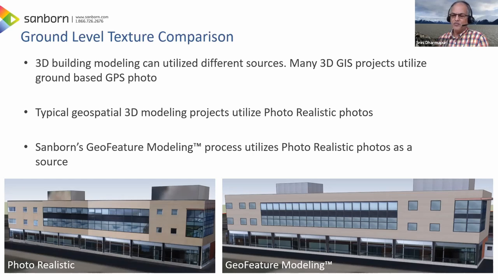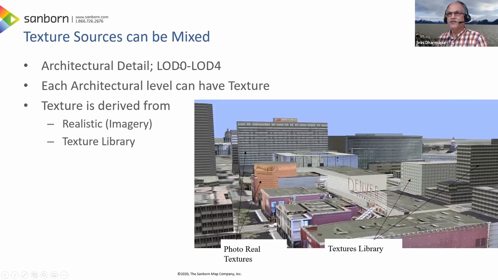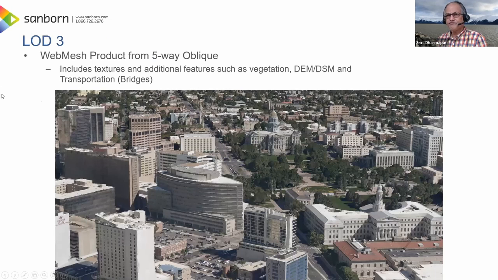But if you are talking about a city or a town or a downtown, then obviously you have to use both the oblique as well as the vertical imagery, because you will be covering a larger number of buildings, and this will be a very time-consuming process. And as I said, from LOD 0 to LOD 4, we can have both the geometry and texture. The texture can come realistically from the imagery, or it can come from the texture library. One of the two things we can use to get the texture.